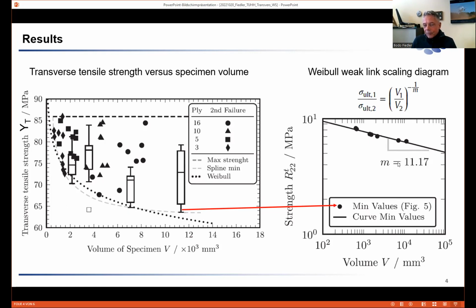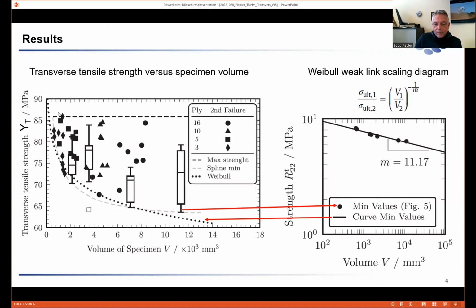And then we found the volume dependency in the Weibull plot of 11.17, which is very close to the 12 Michael just presented. However, what you see here on the left graph is that the lower one defines the Weibull plot, so the floor distribution, you could say, so the minimum values. And from these minimum values, we make the plot, and then we could extrapolate to very high values for small volumes.